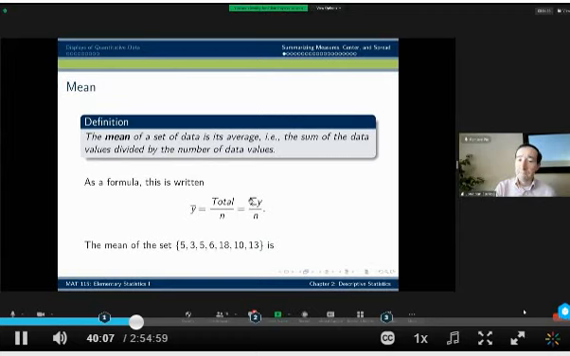Does anyone know what this symbol is? It's in the numerator. Okay, so it stands for the sum.